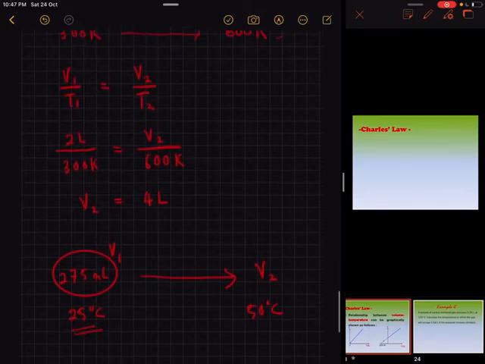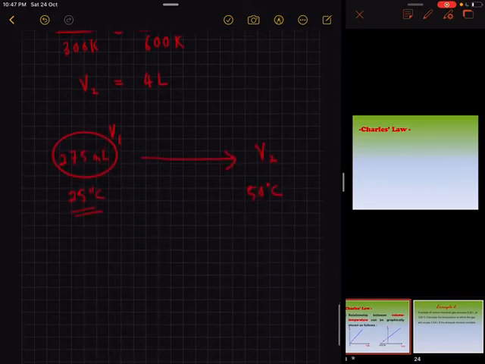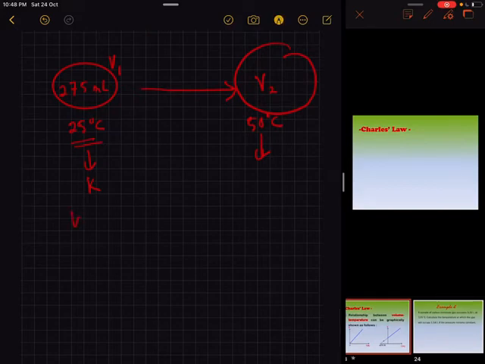So only when the temperature is in Kelvin will you get the relationship that when the temperature doubles, the volume also doubles. But when the temperature is in degrees Celsius, you have to convert the temperature to Kelvin first. When you convert this temperature to Kelvin, you will not see that the temperature is actually double. So to get the correct answer for V2 here, you have to calculate using V1 over T1 equals to V2 over T2.